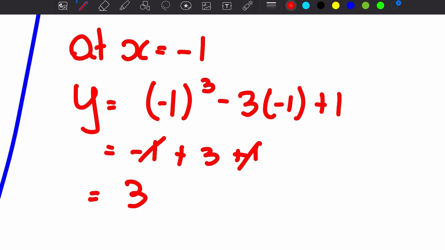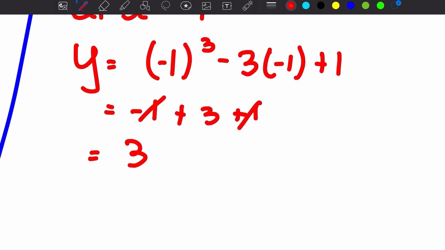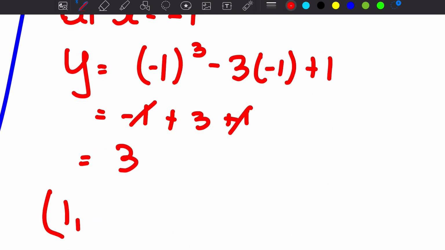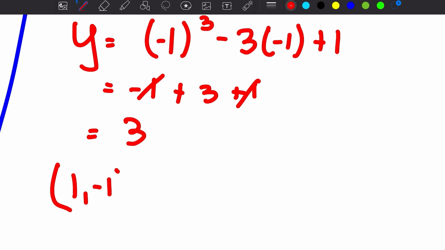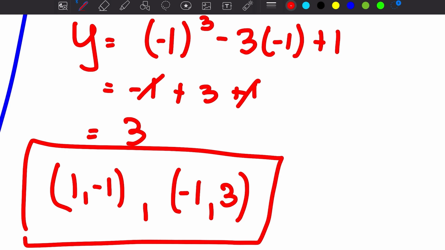So the coordinates are both of them. At x equals 1, the value of y is negative 1, and at x equals negative 1, the value of y is 3. And this is how we find the stationary points.